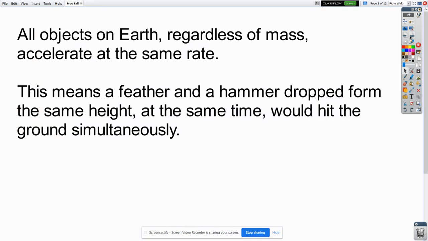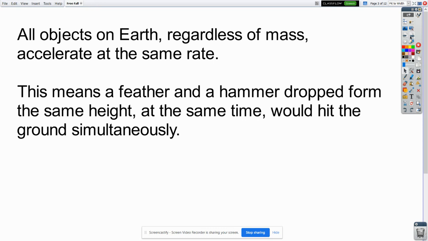All objects on Earth accelerate at negative 9.81 meters per second squared. This means, regardless of mass, all objects on Earth accelerate at the same rate, which gets us to a point that Galileo made a long, long time ago.